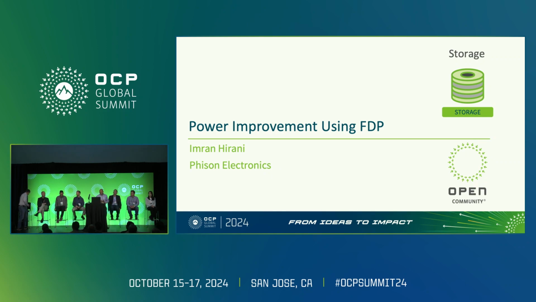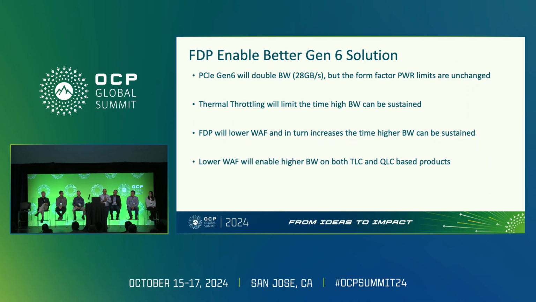Thank you, John. What I'm going to talk about is what power improvements we can achieve by using FTP. Today we already have Gen 4 devices. We also have Gen 5 devices. And in the future, we're going to have Gen 6 devices. So the bandwidth from Gen 4 to Gen 5 will double, and from Gen 5 to Gen 6, it will double, right?